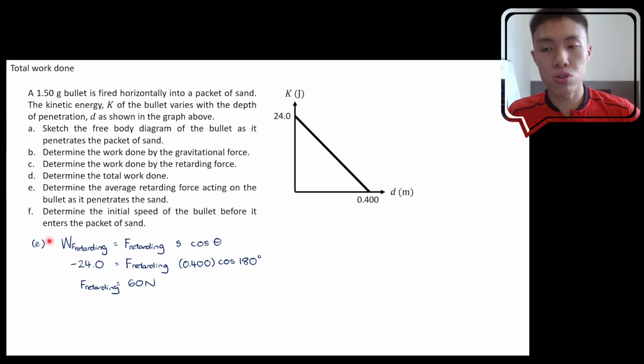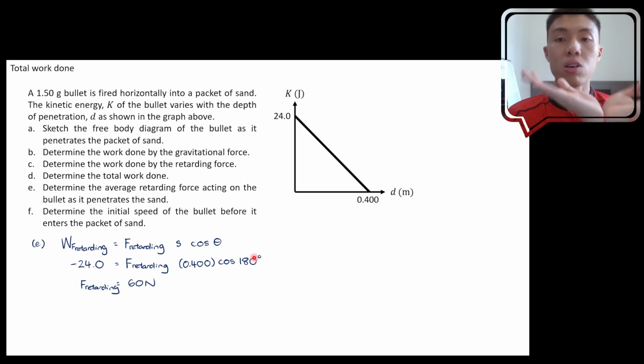What gives you this negative 24 here? This negative here comes from the cos 180 degrees because they are in opposite directions. So that's question E. Let's continue with question F.